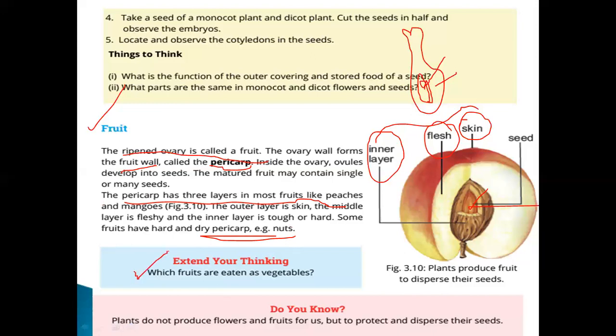So here is extend your thinking: which fruits are eaten as vegetables? You have to write me the answer for that. This is your assignment.